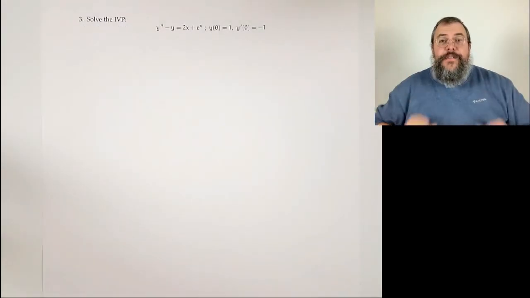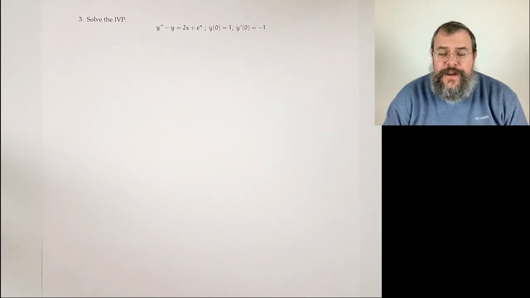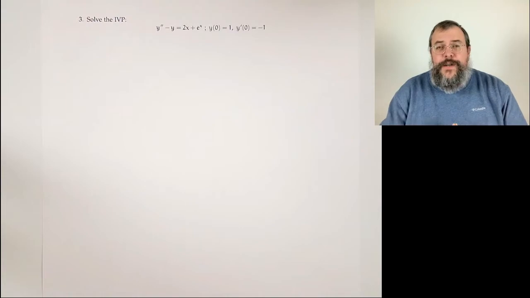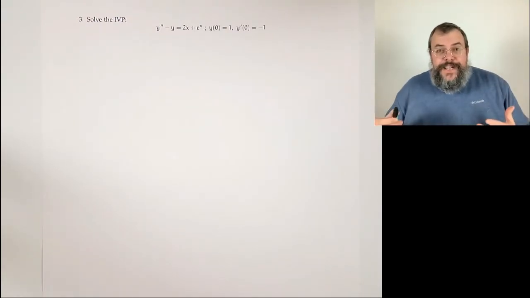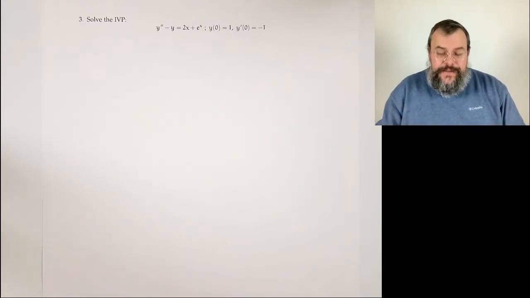So, solve the initial value problem. y'' - y = 2x + e^x, and there are some initial conditions. y(0) = 1, y'(0) = -1. Now, before we jump in, let's make sure we know what we're doing and what our game plan is.